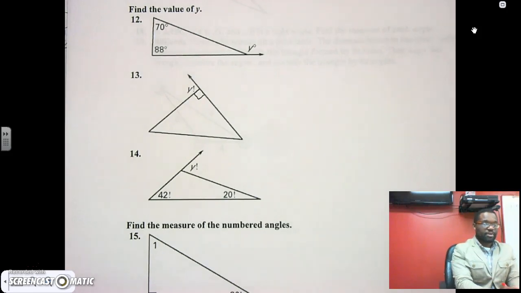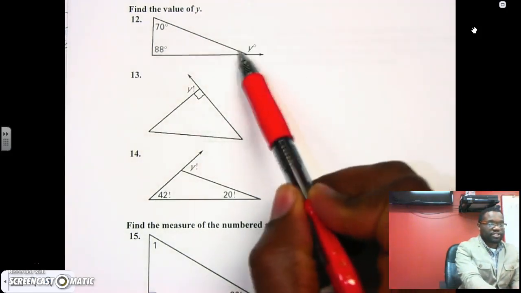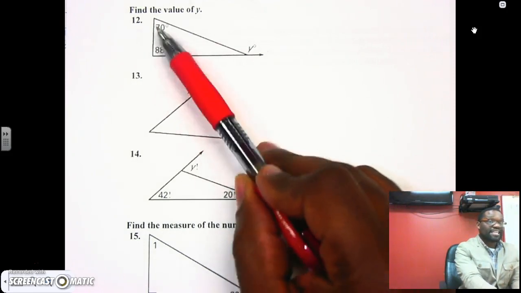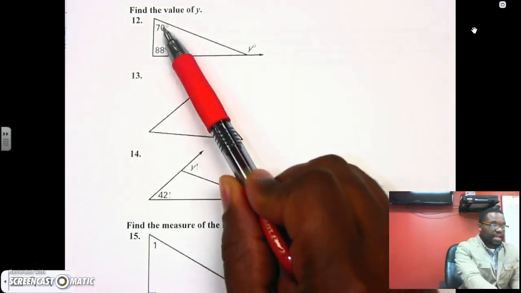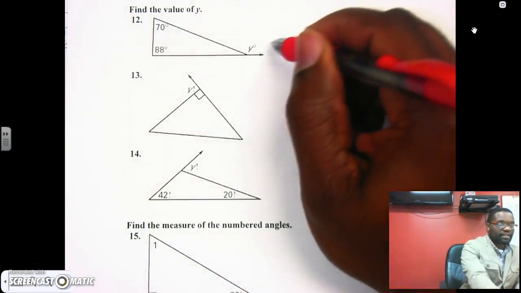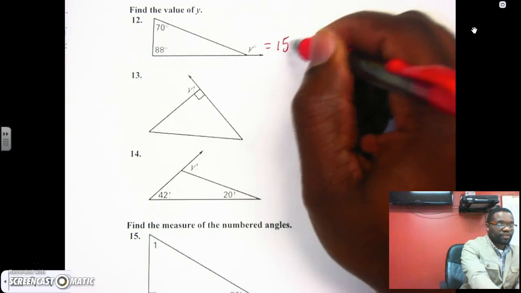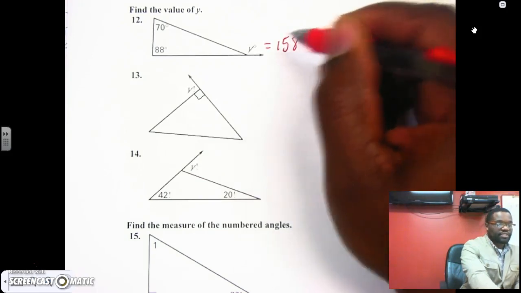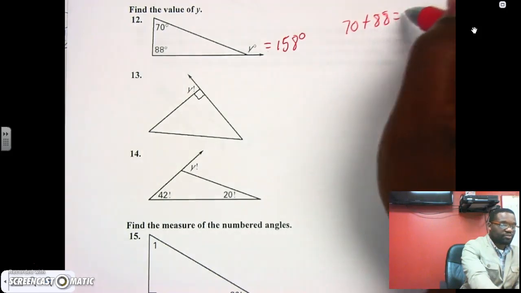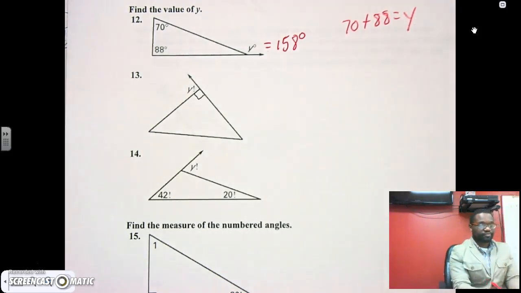Find the value of y. Now, this is using that theorem that we talked about, the exterior angles theorem. All right? The exterior angles theorem said that this outside or exterior angle is equal to the sum of the two non-adjacent angles, so this one can't play. So what's 70 plus 88? Angle y is 158 degrees because I added 70 plus 88, and that equals the exterior angle y there.